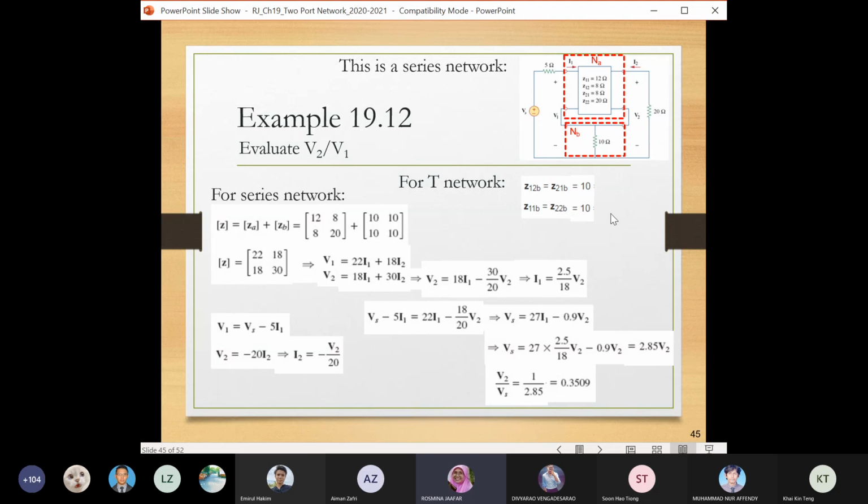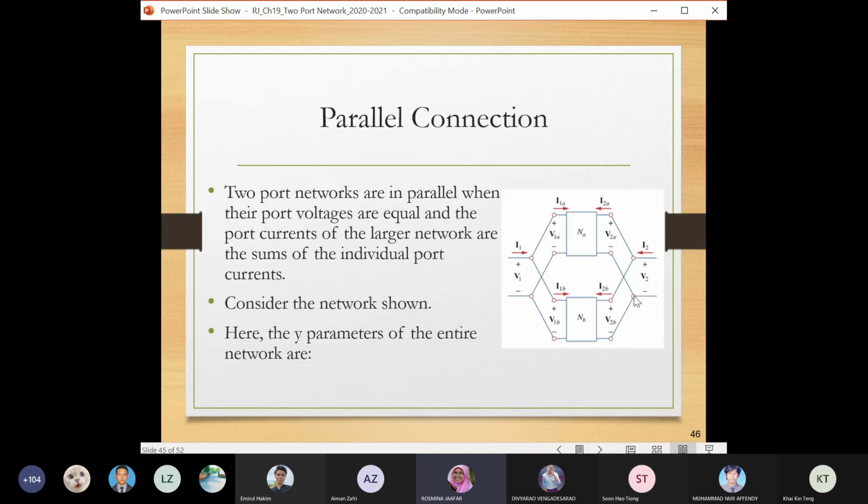By having this, you don't have to know the internal details. You can simply use the impedance parameter to solve for the network itself. That is series. Now we go to the parallel connection. Two-port networks are in parallel when their port voltages are equal and the port currents of the larger network are the sums of the individual port currents. So in this example, we have NA and NB. Current I1 will split into sub-networks, but the voltage from the first network is shared to the next network.